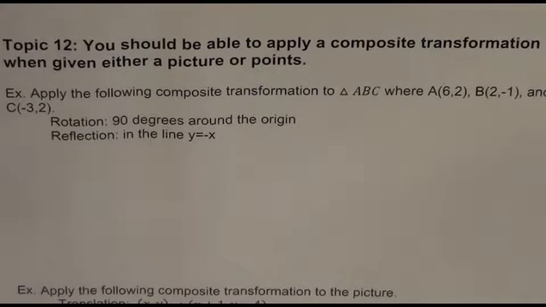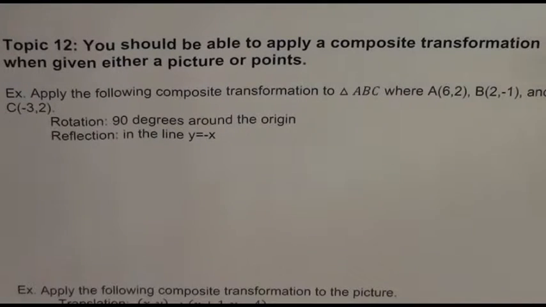Geometry 1, Chapter 4 Test, Topic 12. You should be able to apply a composite transformation when given either a picture or points. A composite transformation is when you have two or more transformations put together. So maybe you have a translation followed by a rotation, or a rotation followed by a reflection. Two of them in a row applied to the same 3 points.